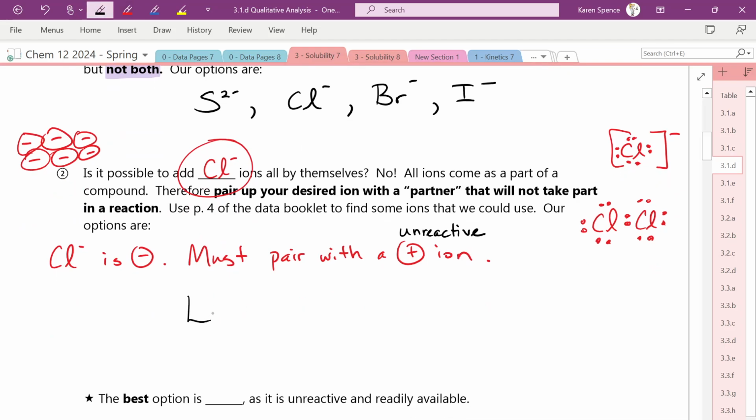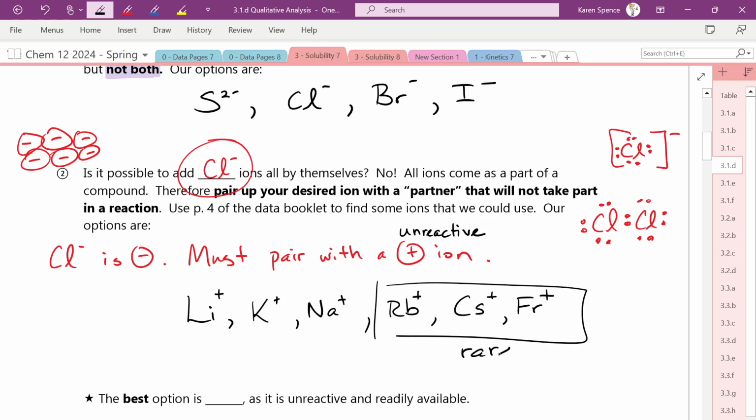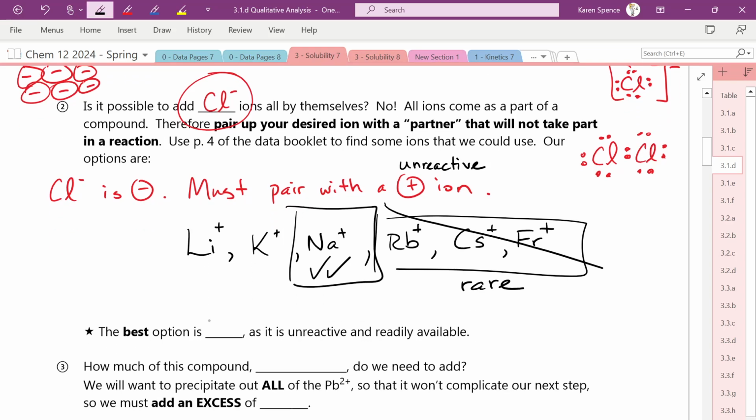So we could add lithium, potassium, sodium, rubidium, cesium, francium. But these ones are rare, so we're going to say no. These ones are good, and I would say sodium is probably the best because it's so common, okay?